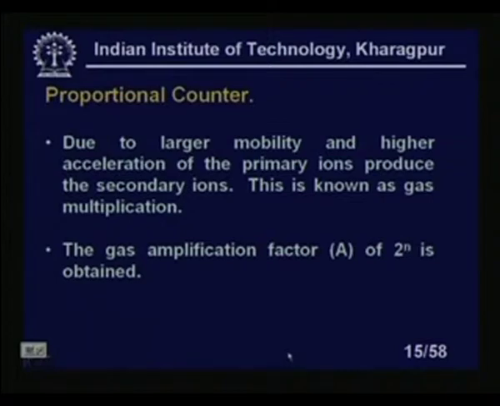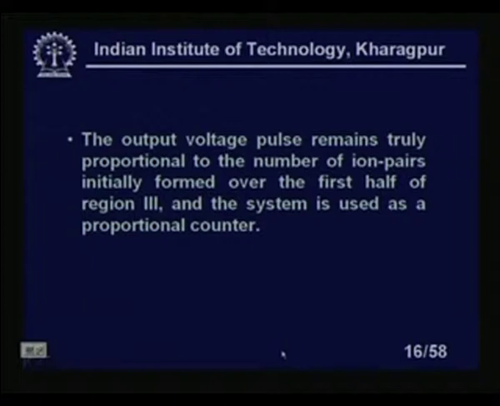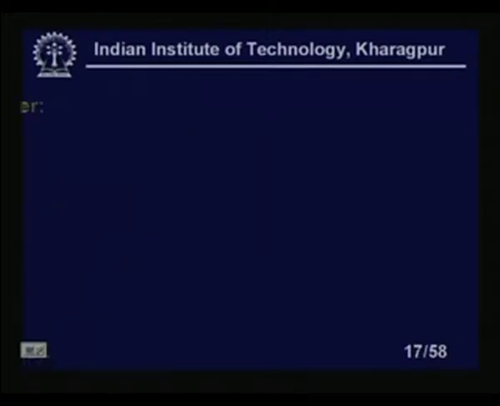The gas amplification factor A is 2 to the power n, where n is the number of mean free paths away from the central wire anode. The output voltage pulse remains truly proportional to the number of ion pairs initially formed over the first half of region 3, and the system is used as a proportional counter.